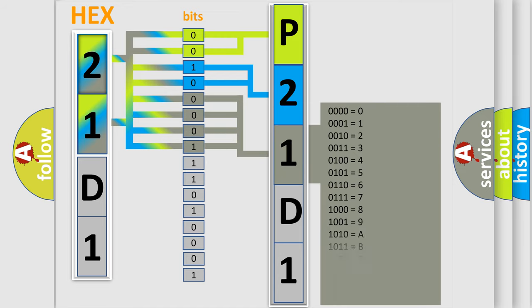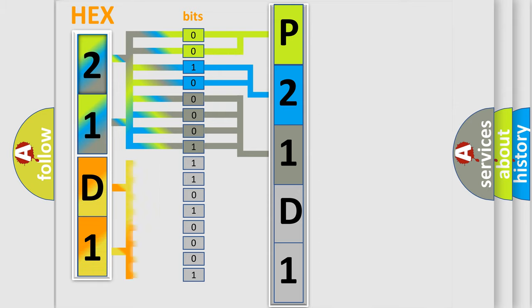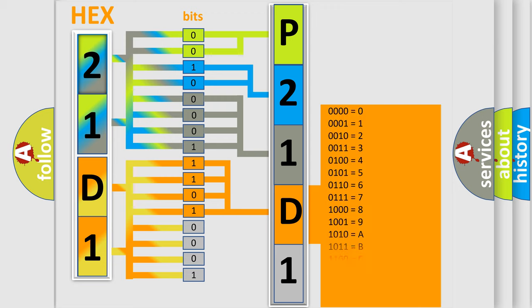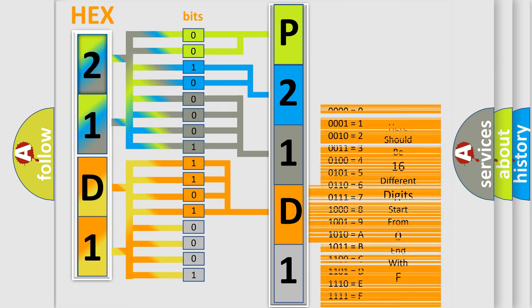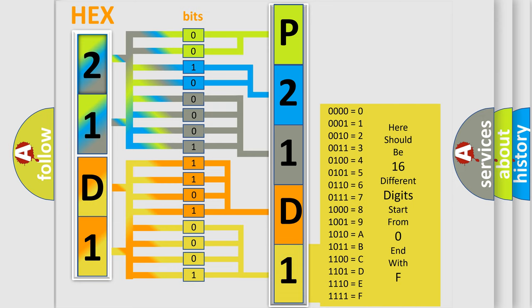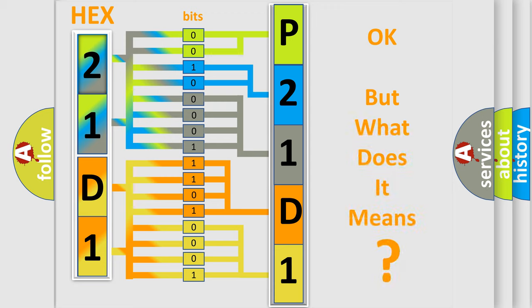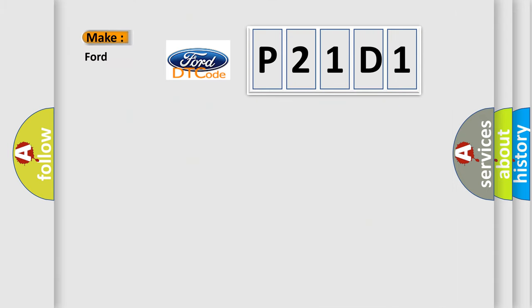The second byte is composed of a combination of 8 bits. The first 4 bits determine the fourth character of the code, and the combination of the last 4 bits defines the fifth character. A single byte conceals 256 possible combinations. We now know in what way the diagnostic tool translates the received information into a more comprehensible format. The number itself does not make sense to us if we cannot assign information to what it actually expresses. So, what does the diagnostic trouble code P21D1 interpret specifically for Infiniti vehicles?